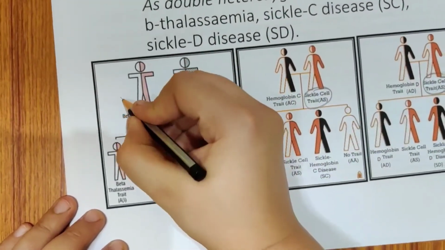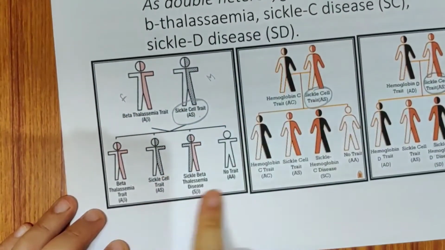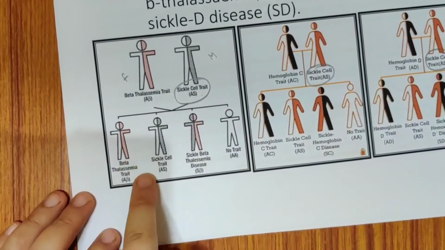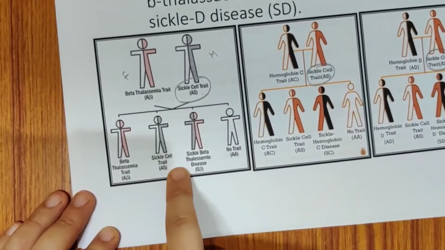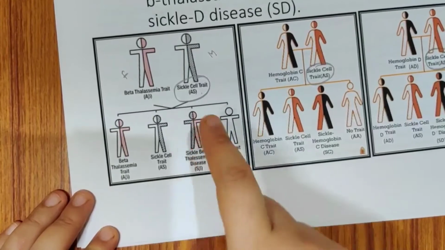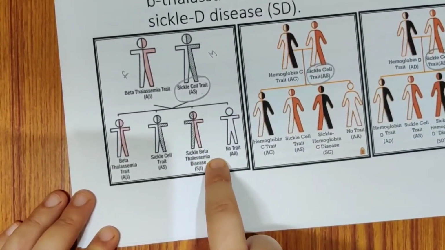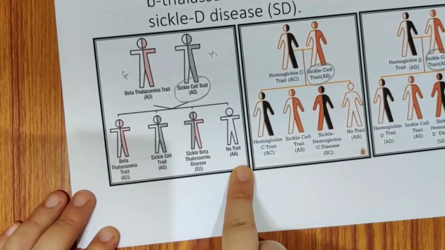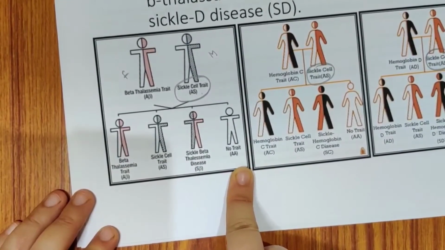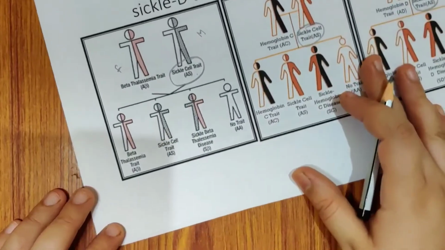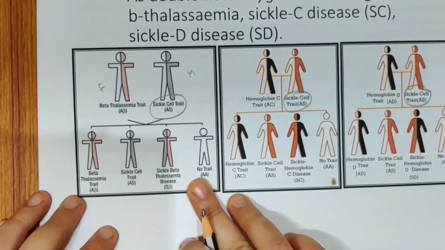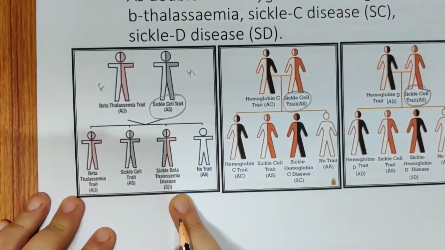If the father has beta thalassemia and the mother has trait, in this what will happen? The first kid will have beta thalassemia trait. Second child will have sickle cell trait. Third child will have sickle beta thalassemia disease, and the last will have no trait. Okay, so if you can make the inheritance pattern, you'll come to know how it is. Okay, I'll make this and I'll send you a photo of it.